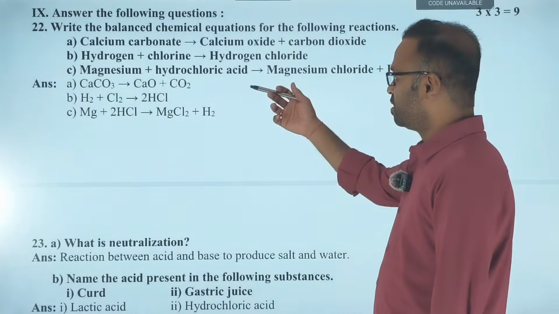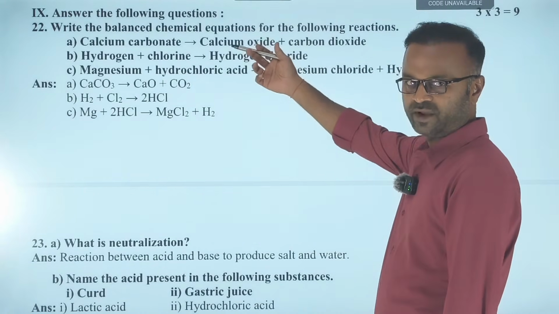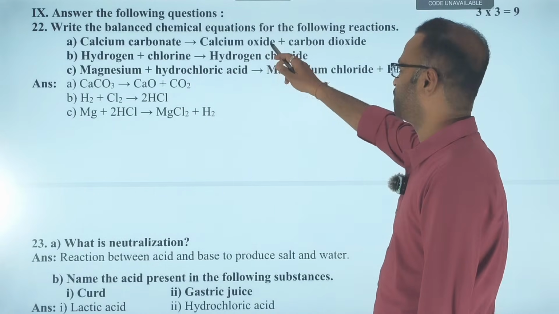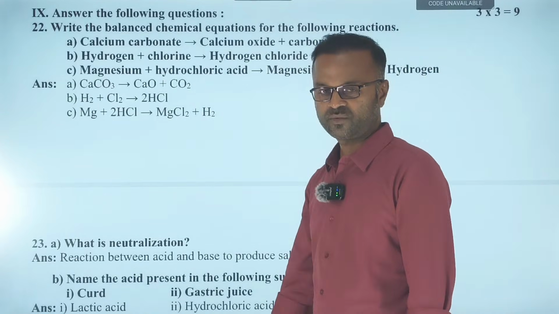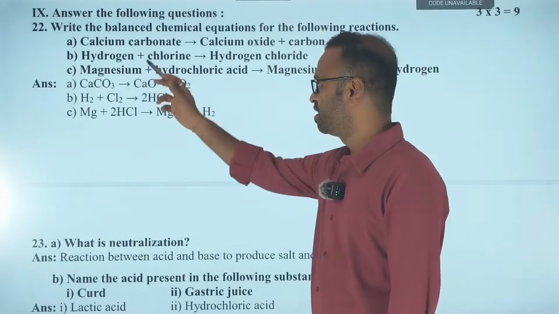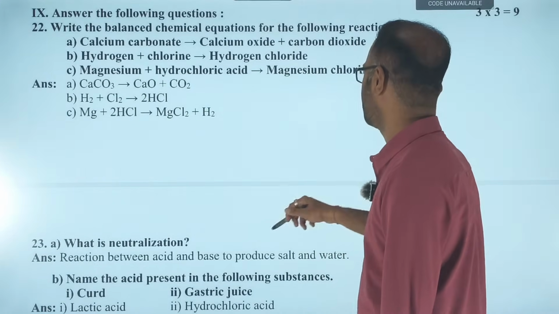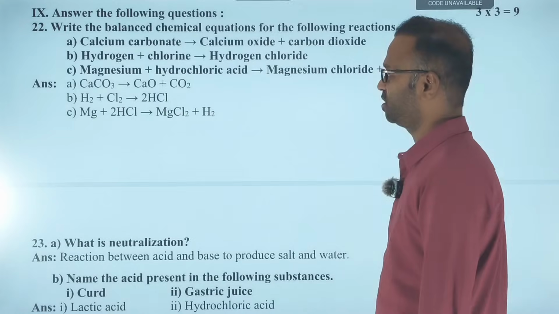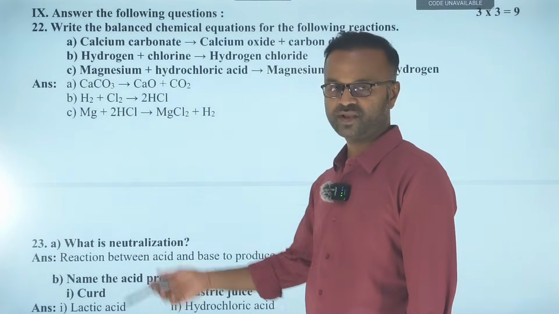Okay. Calcium carbonate. This is a decomposition reaction. When we heat calcium carbonate, it will decompose to form calcium oxide and carbon dioxide. Which reaction is this? Combination reaction. Hydrogen plus chlorine gives hydrogen chloride. Magnesium plus hydrochloric acid will form magnesium chloride plus hydrogen. This is the displacement reaction. You need to write all the balanced equations as they are given.